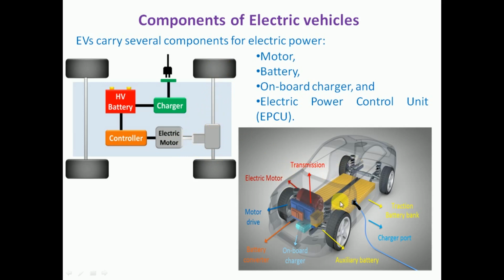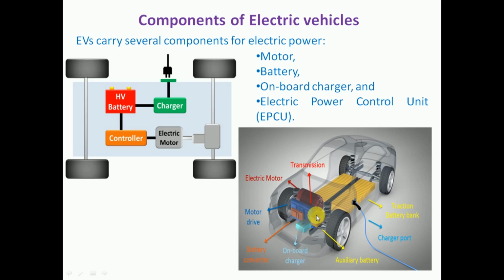And here also, taking the car as the model, we can explain how the electric vehicle will be running. The first one is the electric motor, which will provide the drive force. Then the motor drive, that means it drives the motor, which gives the rotary power. Then the transmission transmits the power to the wheel. Then the battery converter, here the battery converter means whatever the charging is there, that will be converted to store in the battery. And this is the onboard charger, which will charge this one.